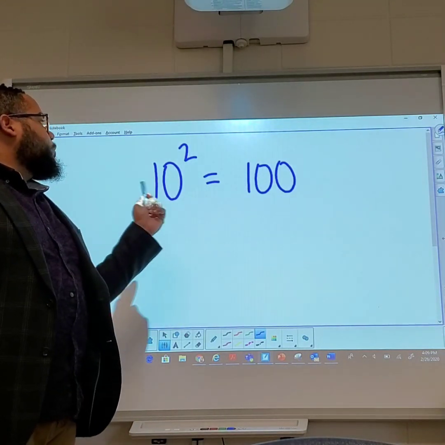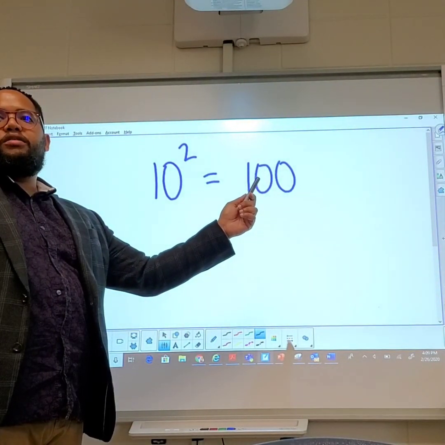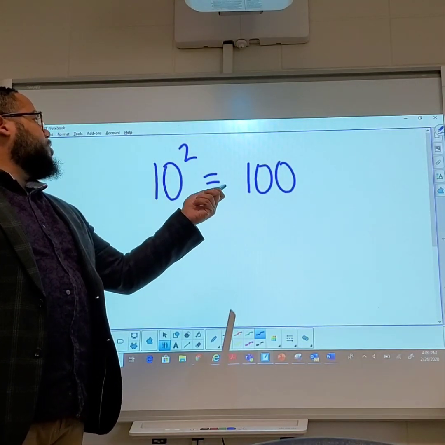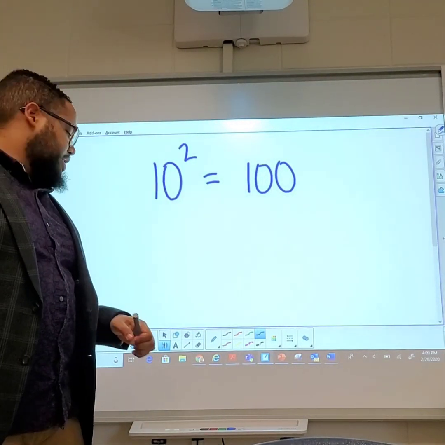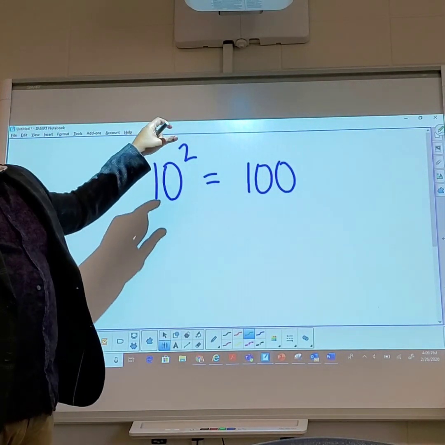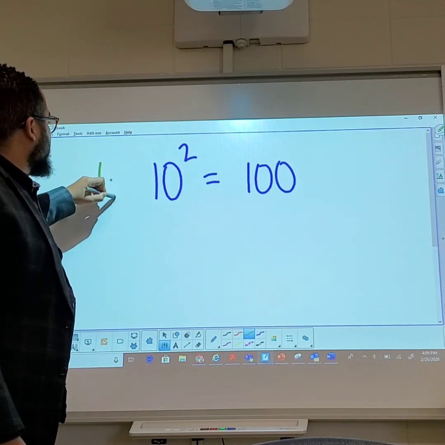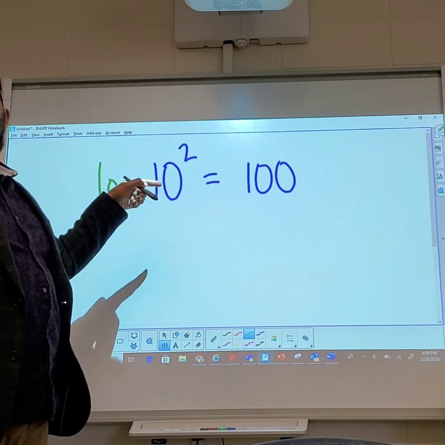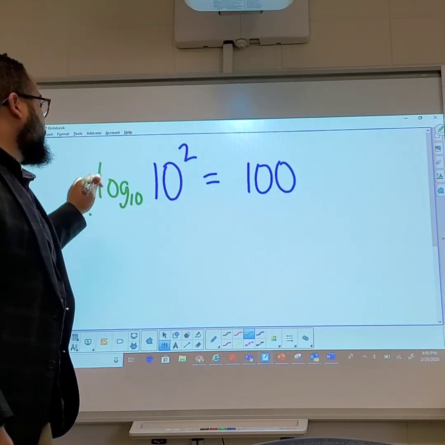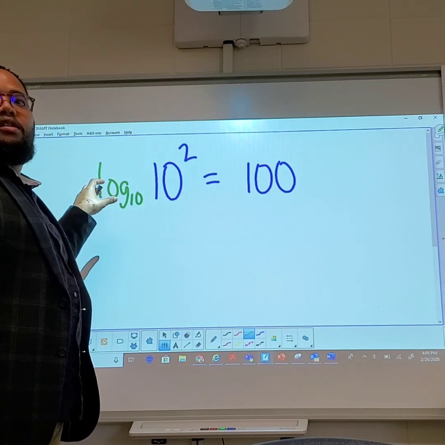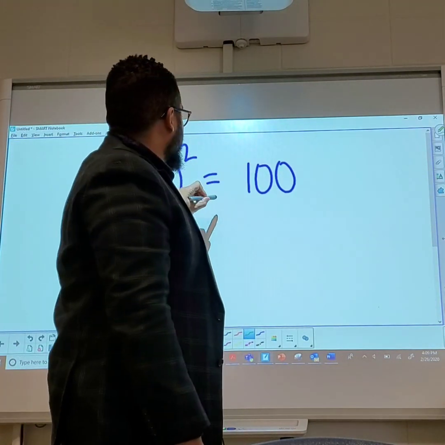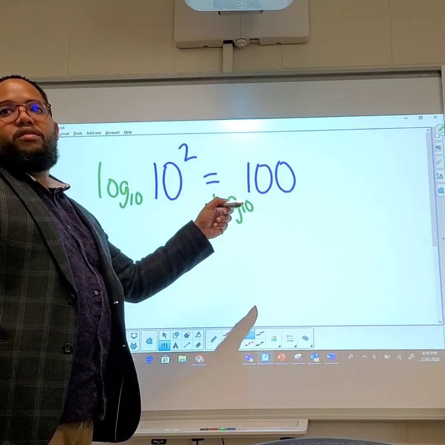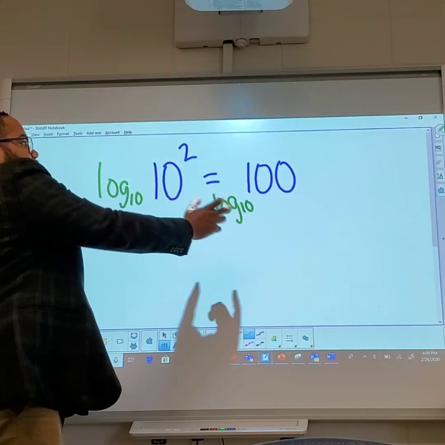So if I want to express this as a logarithmic function, we already know what the answer looks like. It's going to be log base 10 of 100 equals 2. But this is why it's like that. The opposite of 10 to the 2 is log base 10 of that. So you do the opposite of base 10, which is log base 10. But you're also going to do it on this side. So you're applying log base 10 to both sides.